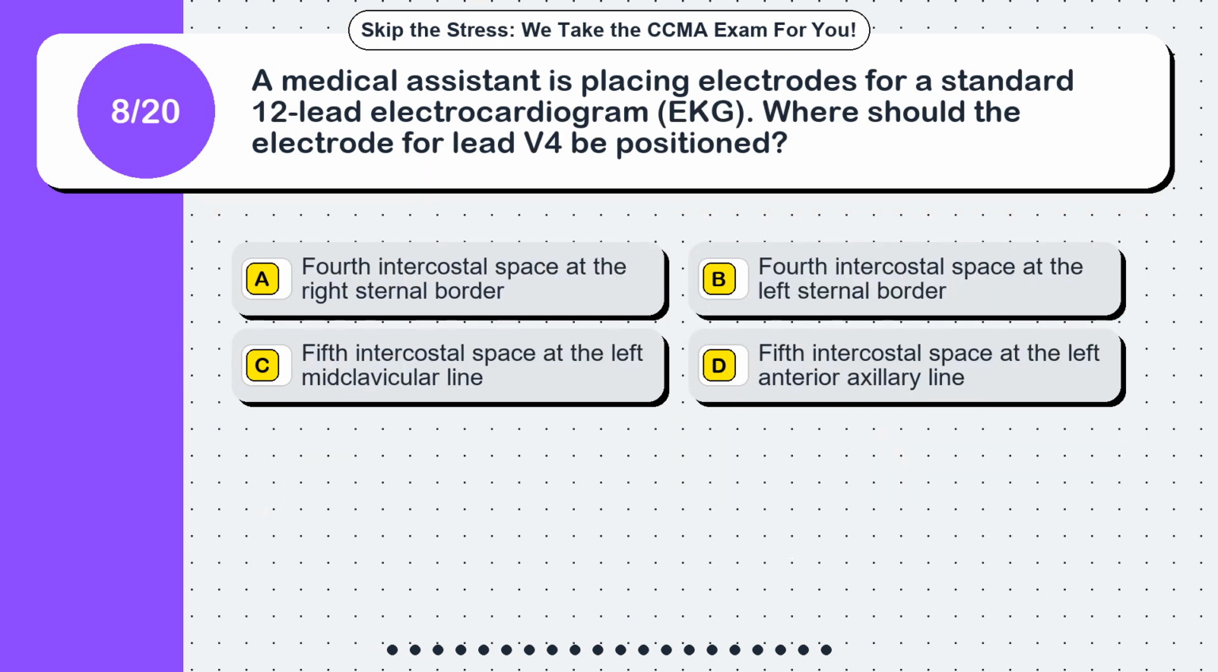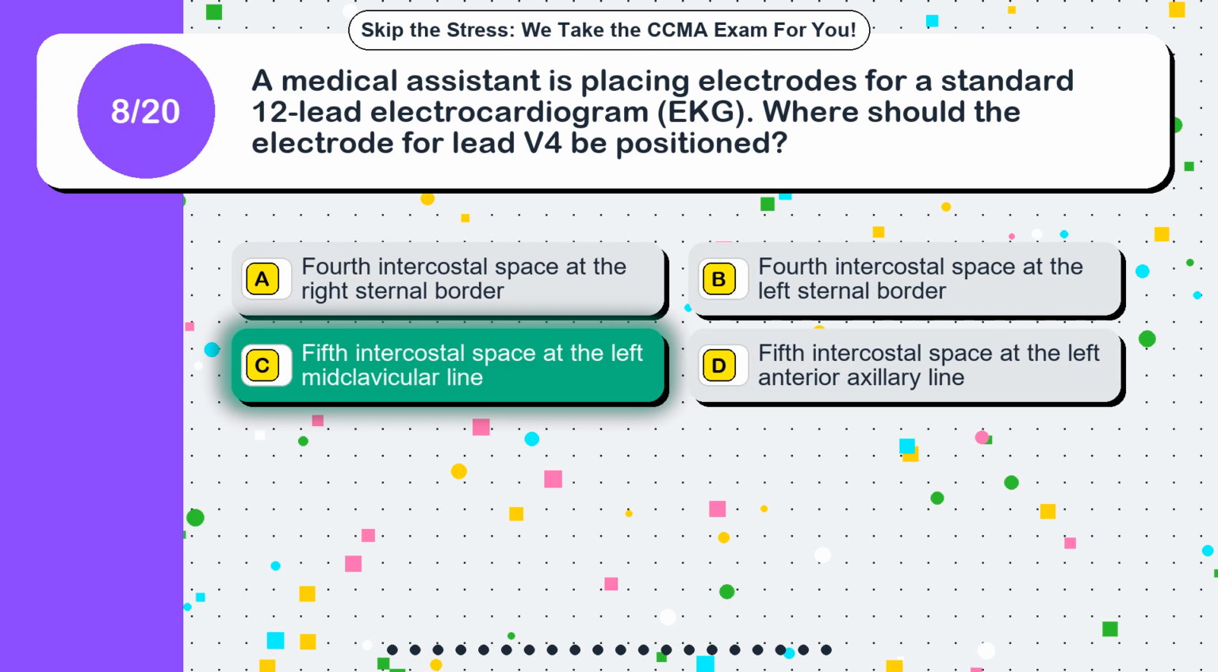Question 8. A medical assistant is placing electrodes for a standard 12-lead electrocardiogram, EKG. Where should the electrode for lead V4 be positioned? Option A, 4th intercostal space at the right sternal border. Option B, 4th intercostal space at the left sternal border. Option C, 5th intercostal space at the left midclavicular line. Option D, 5th intercostal space at the left anterior axillary line. The correct answer is option C, 5th intercostal space at the left midclavicular line.